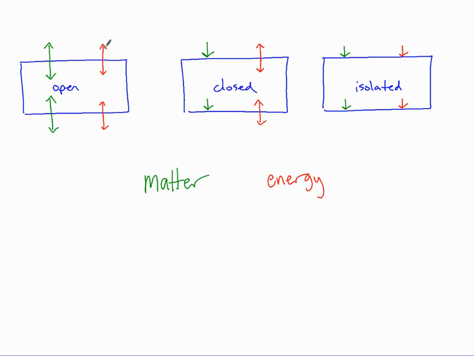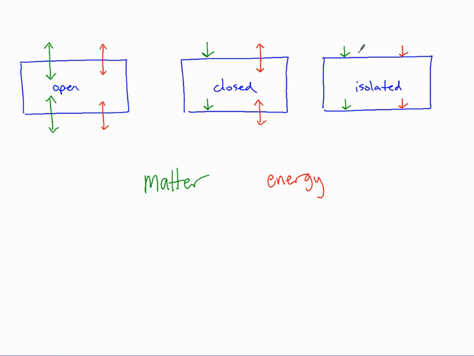Then move on to a closed system, and what you see is that matter cannot get into the system, and matter is not getting out of the system. So as far as matter is concerned, it is stuck inside or outside of the system. But we still have energy that can easily pass back and forth.